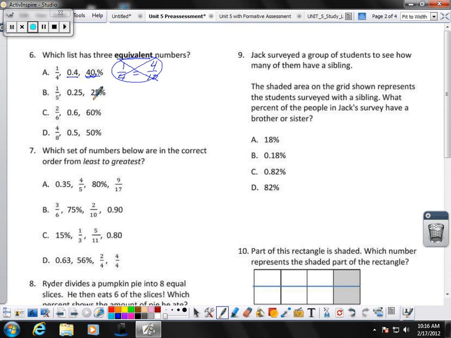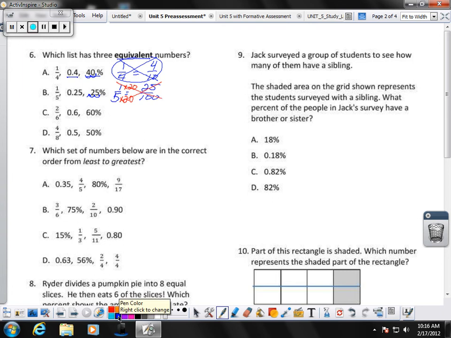Letter B says 25%, 25/100. I move my decimal 2 places over. 25/100, 25/100. I know those two are equal to each other. Now the question is, can I get 1/5 to equal 25/100? Well, I can multiply 5 by some number to get 100, and that's actually going to be 5 times 20 equals 100. 1 times 20 does not equal 25. So I know that one can't be right either.